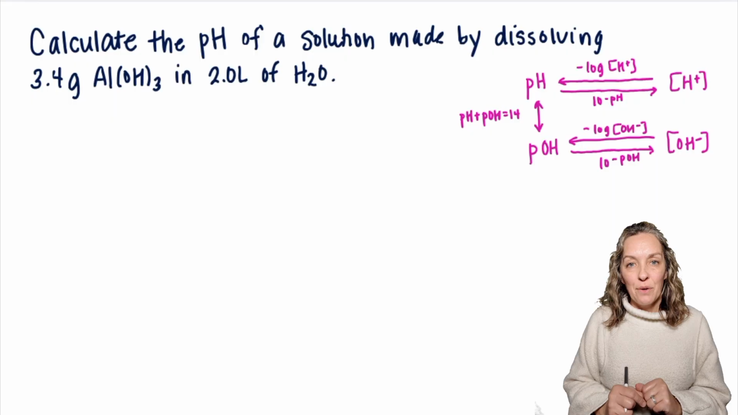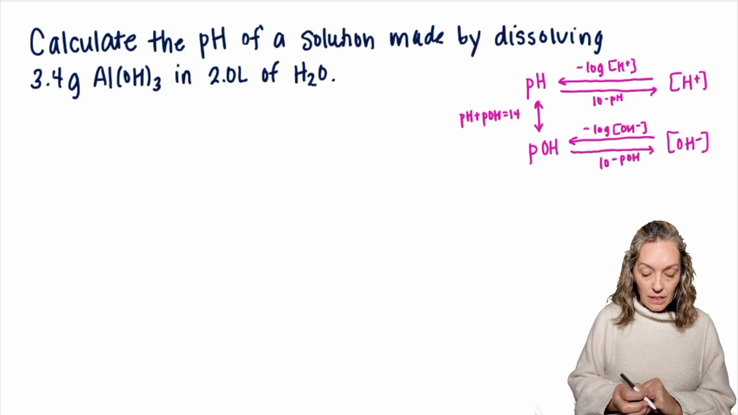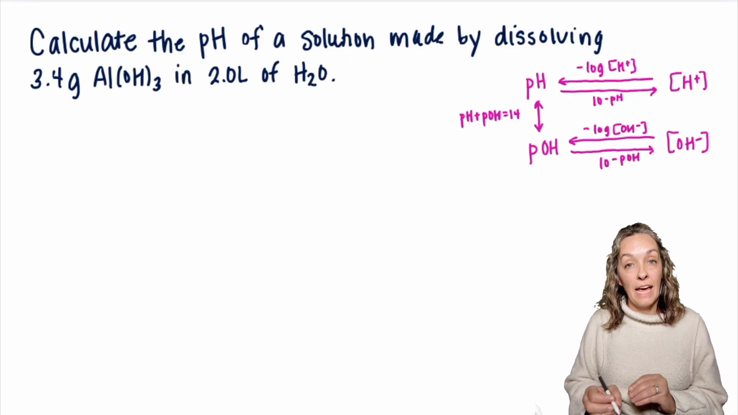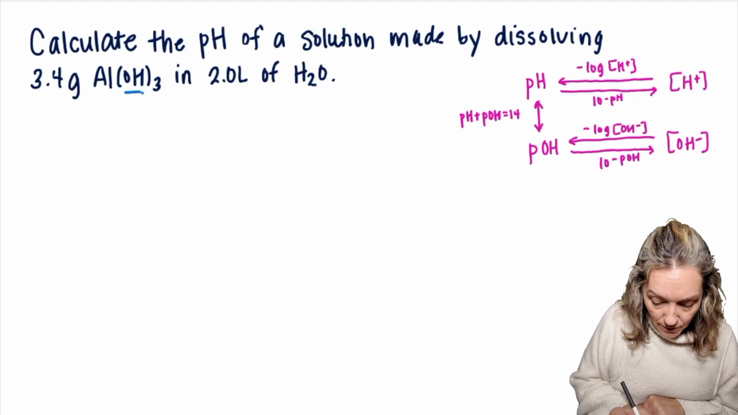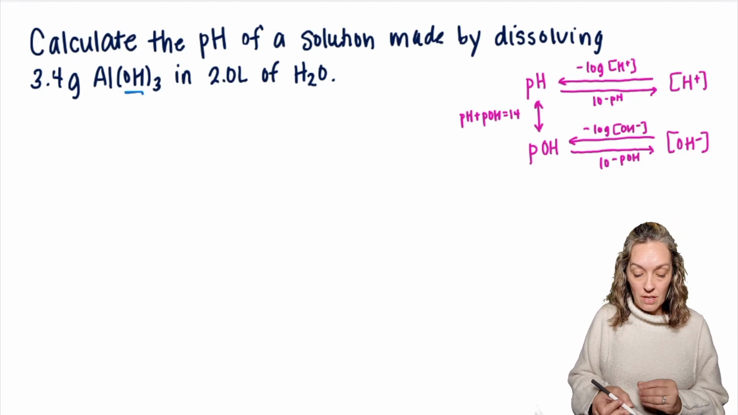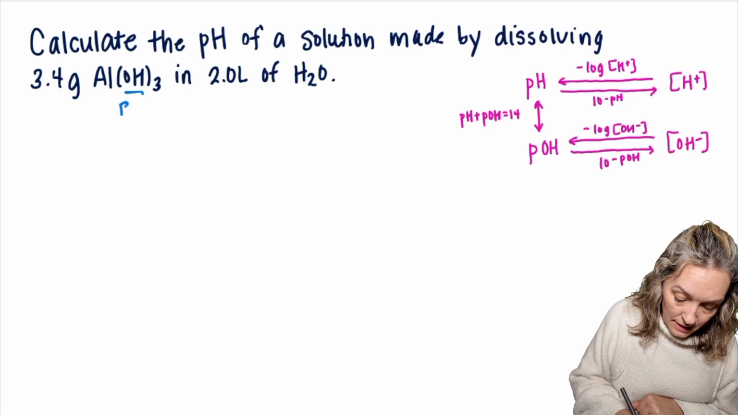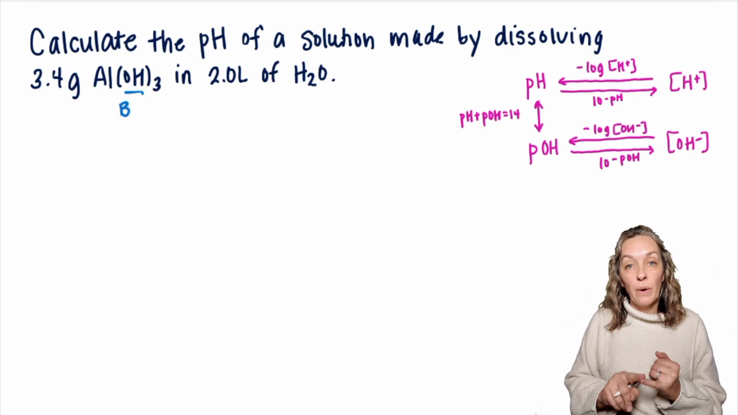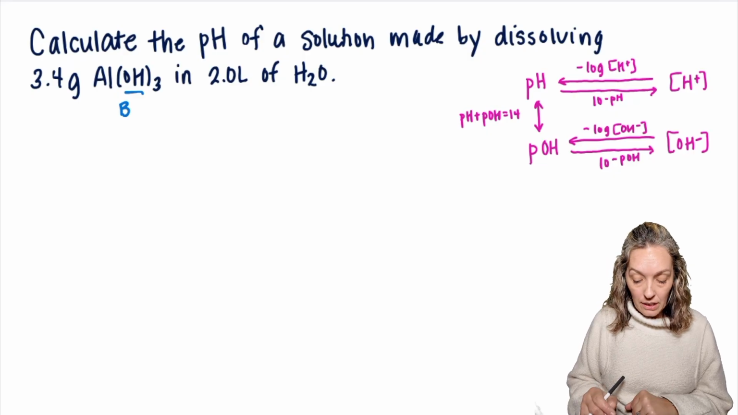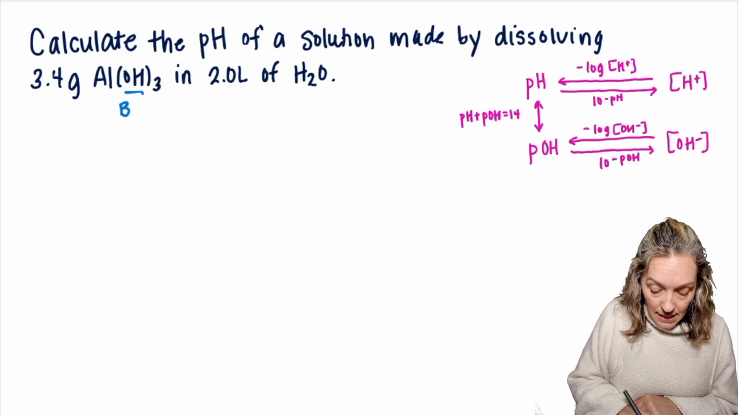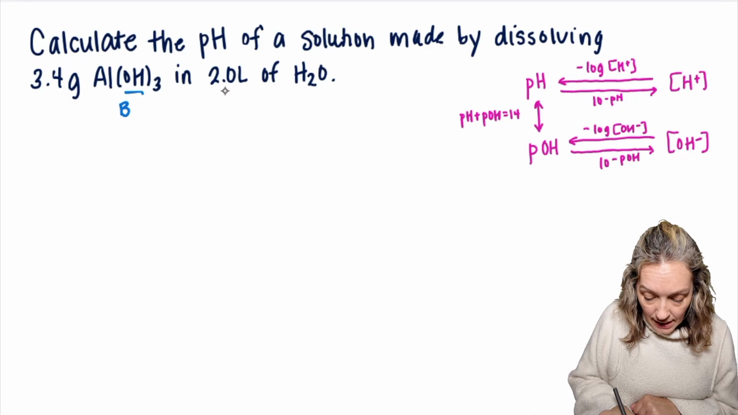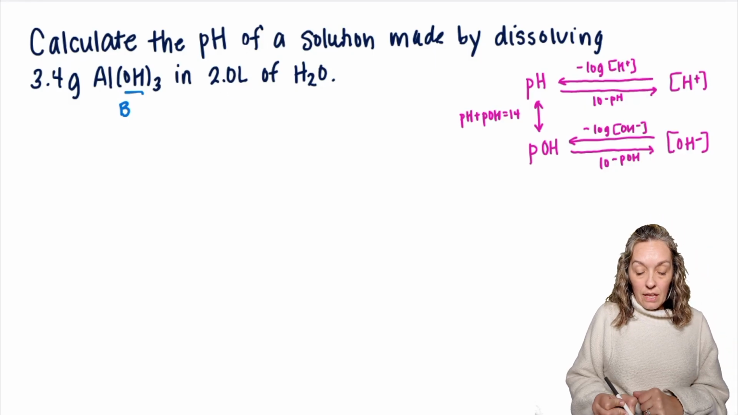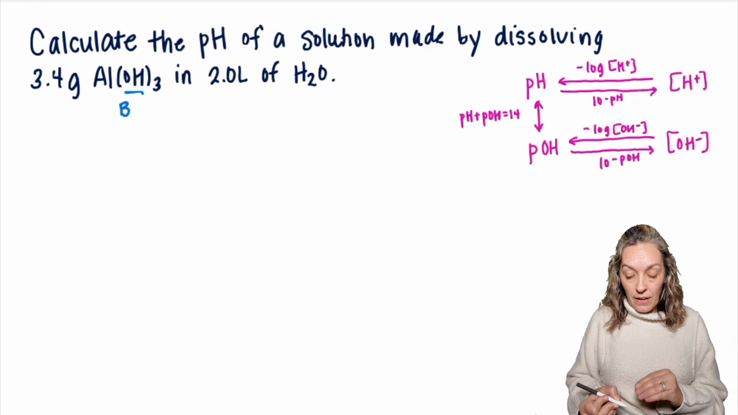All right, the very first thing we want to do is to look at our formula and determine if we have an acid or if we have a base. The fact that I have OH on the end of this means that it is going to be a base. The next thing I want to do is figure out where I'm starting and where I'm going. So in this case, I have grams and I have liters. The end goal is to find the pH.